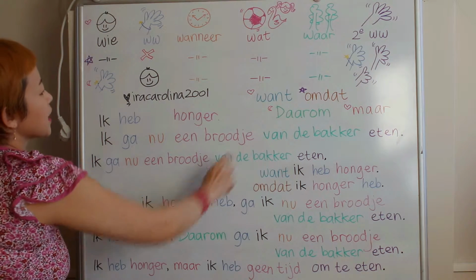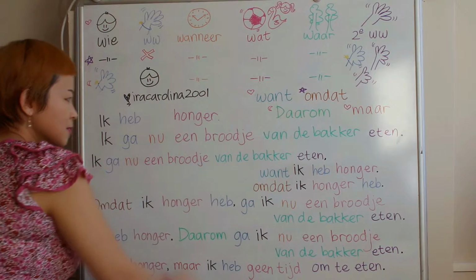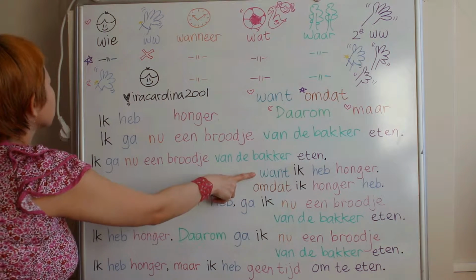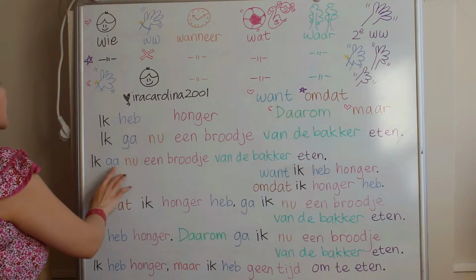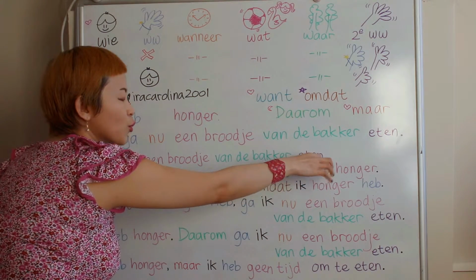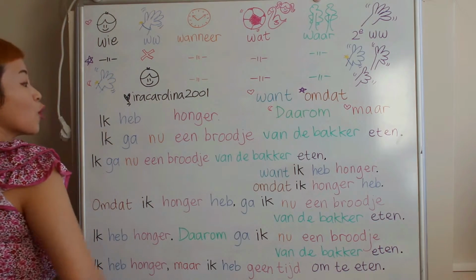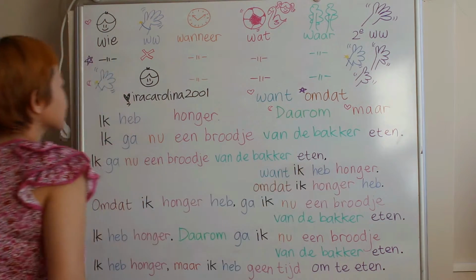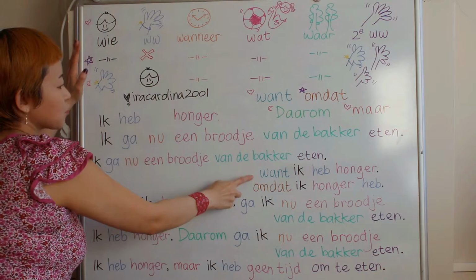From the baker. Let's start with want. Because after want, we will use this pattern. Ik ga nu een broodje van de bakker eten. Then you put comma. Ik ga nu een broodje van de bakker eten, want, because, ik heb honger. Ik heb honger. After want.